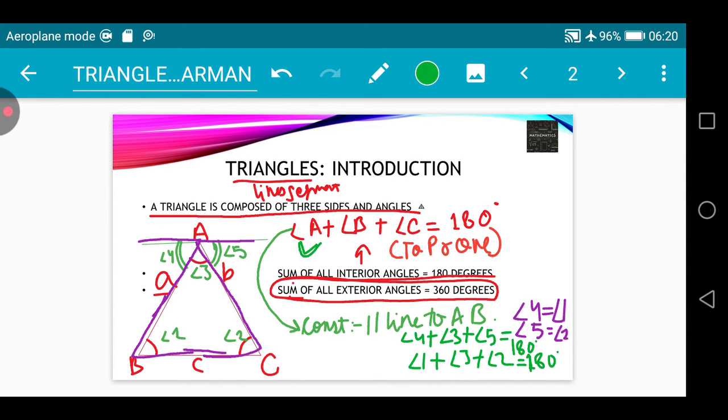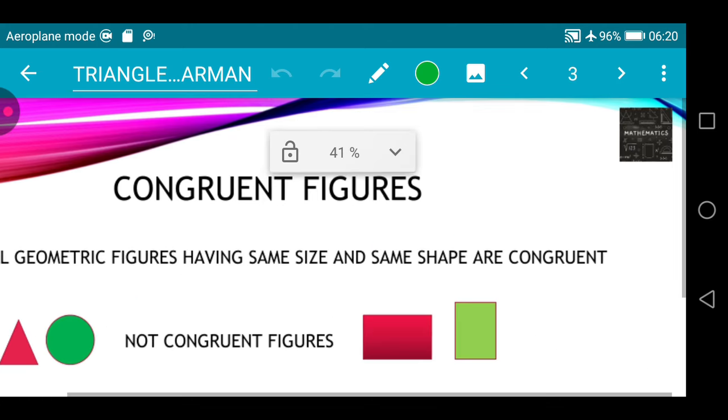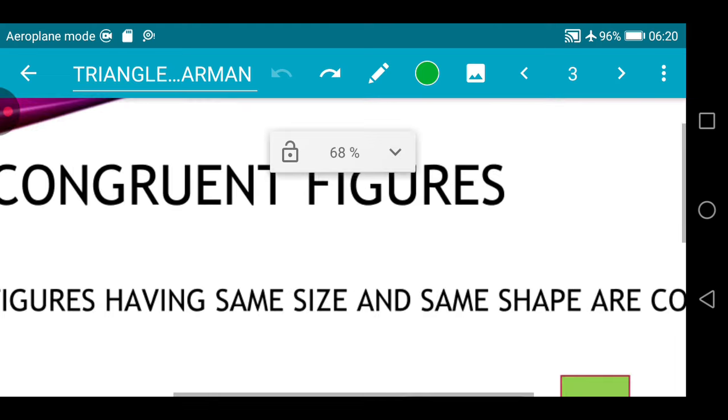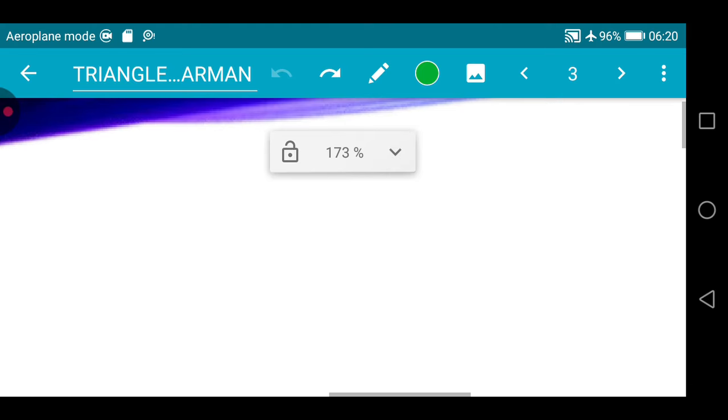So this is what the triangle is. How we have proved for the triangle ABC: the sum of all interior angles in a triangle is 180 degrees. We have proved it. Now the most important topic in this chapter is what?